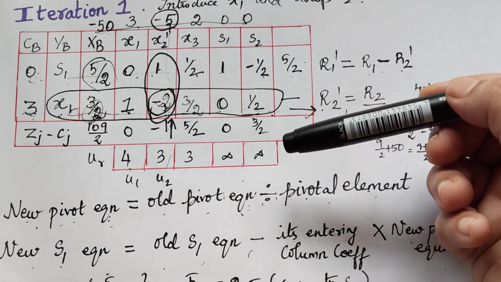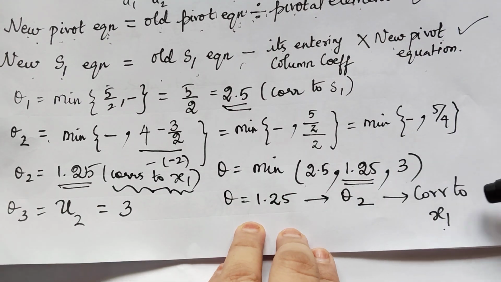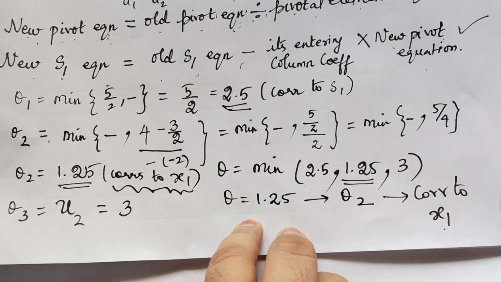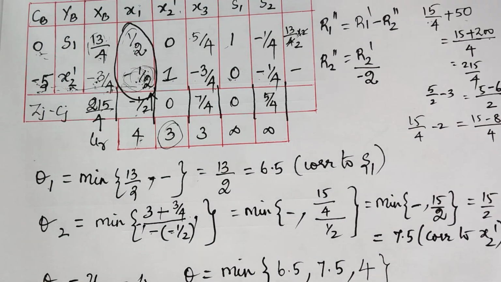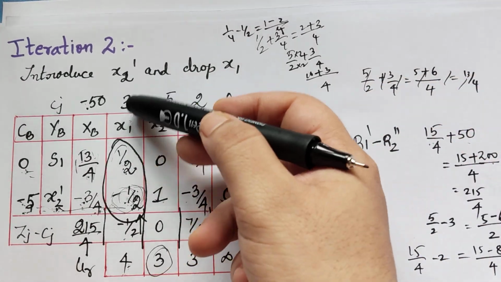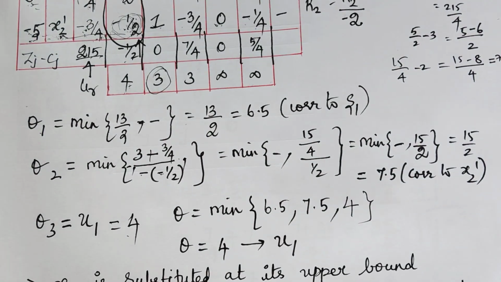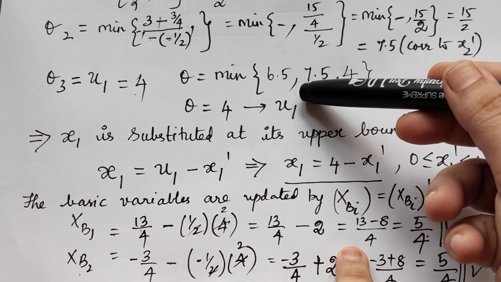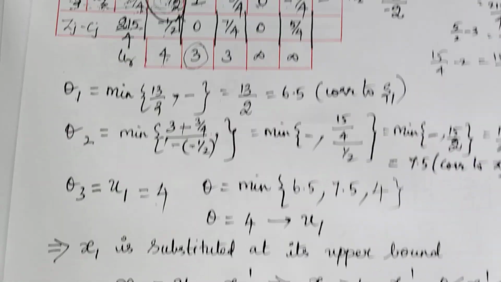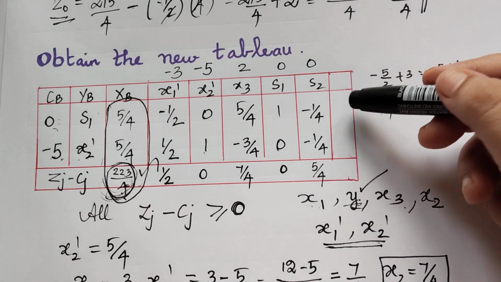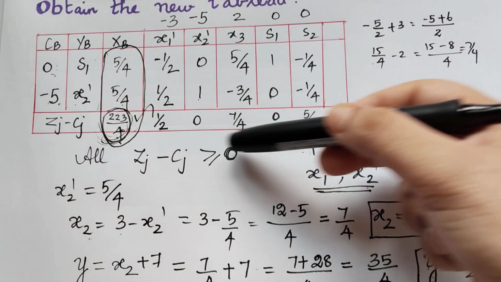Since here the entering vector was corresponding to the theta value, which was corresponding to theta 2, we had the leaving vector, and so we dropped the leaving vector, and the entering vector was x2 dash. We performed the zj minus cj, but we found that the minimum of theta values was corresponding to the upper bound. Since it was corresponding to the upper bound, we made a substitution, and we updated the basic variables again. After updating, we formed the new table, where we found all the zj minus cj values to be positive or 0, that is greater than or equal to 0.